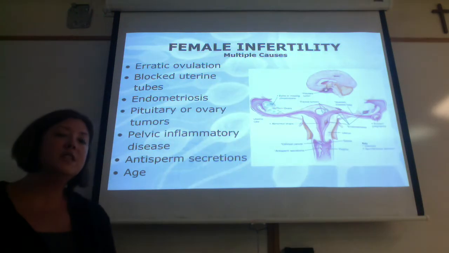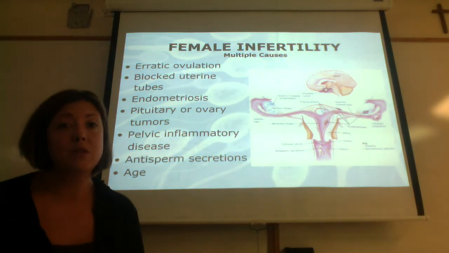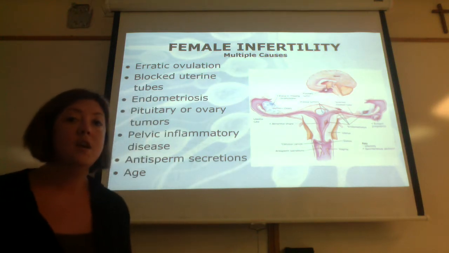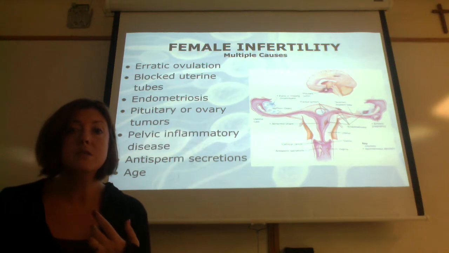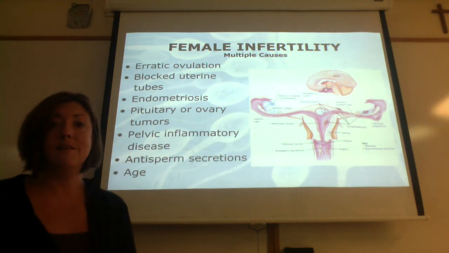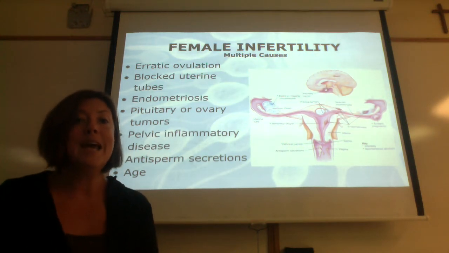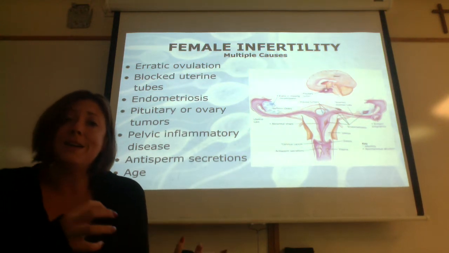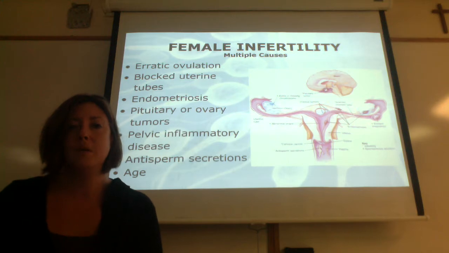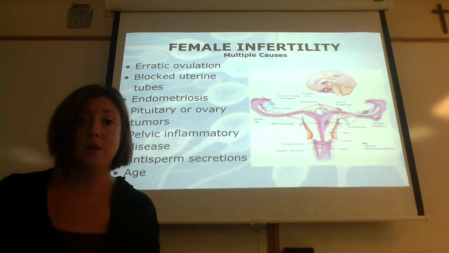In terms of female infertility, I'm not going to get into everything that is an option, but there's a ton of causes, so multiple causes. It can include erratic ovulation, blocked uterine tubes, things like endometriosis or tumors, also pelvic inflammatory diseases, and sometimes we can have anti-sperm secretion, so antibodies that are actually going to attack the sperm that are found in the female reproductive tract, and of course advanced maternal age.